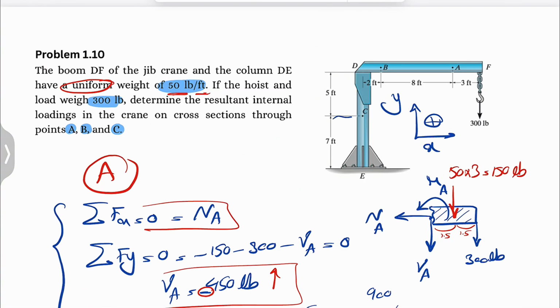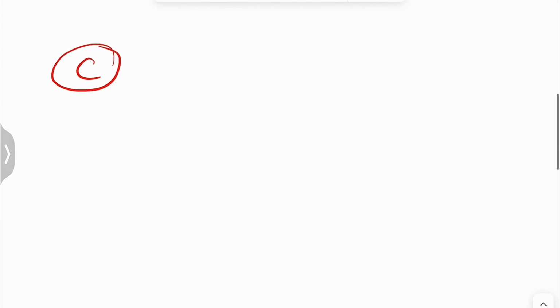And this time we can do our cut right at C. So we can either go with the bottom part or the part that we have above point C. But because we are missing the reaction at E, it makes sense to go with this part of the beam because there is no unknown for us at that point. So we're going to draw the free body diagram for that part of the beam, which will be something like this if we simplify it.